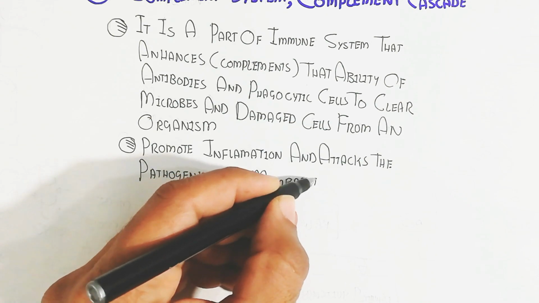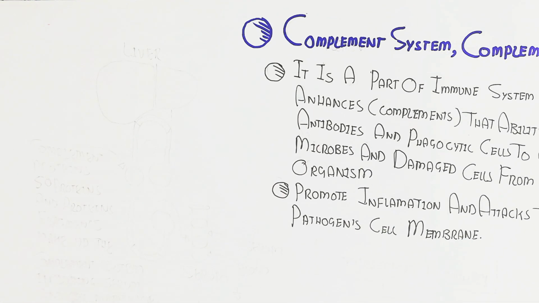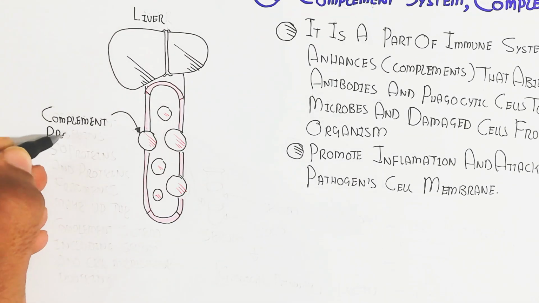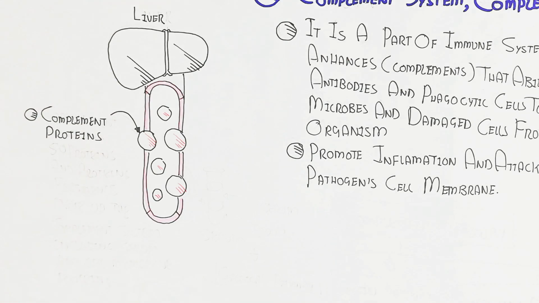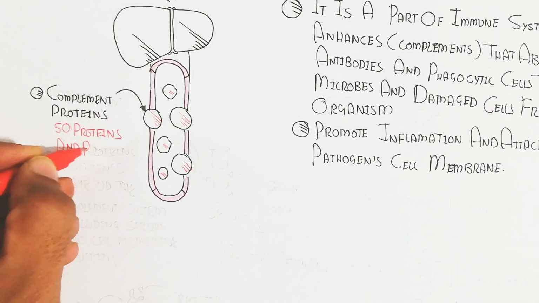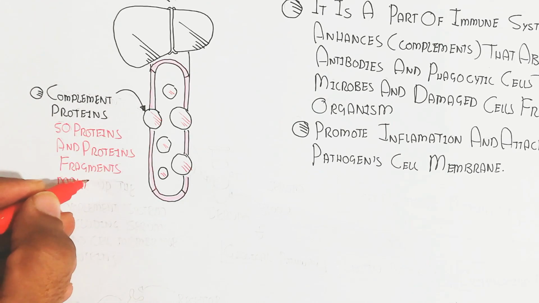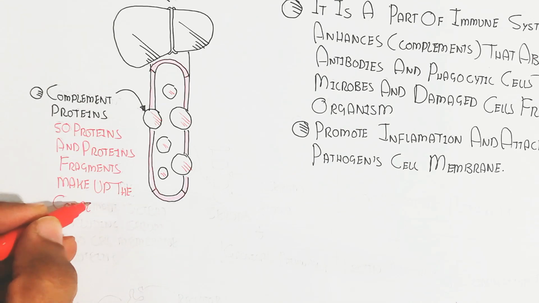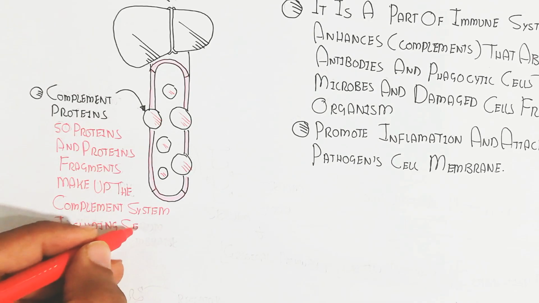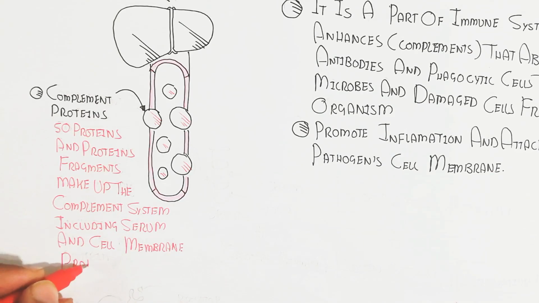Remember, let's begin from the liver, because these complement proteins are released from the liver. About 50 proteins and protein fragments make up the complement system, including serum and cell membrane proteins. So remember, the cell membrane also contains complement proteins, but we will concern ourselves with the serum. The serum contains complement proteins also.